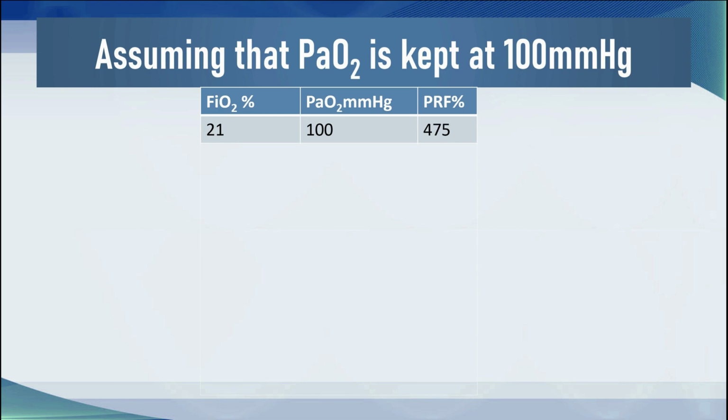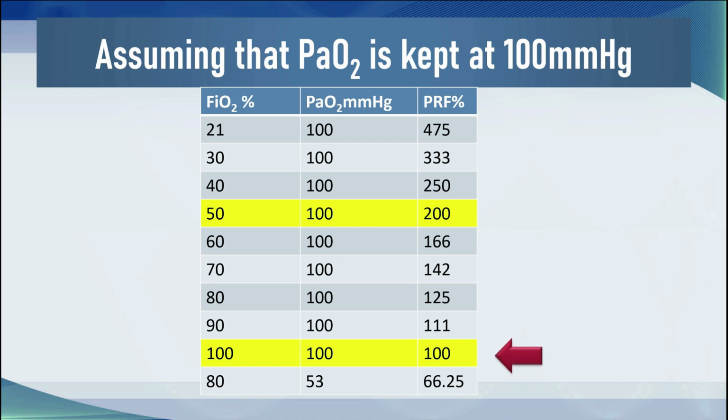Now, assuming that we want to keep our PaO2 at around 100 millimeters of mercury or 12 to 13 kilopascals, and if the lungs are normal, the PF ratio was 475. With progressive increases in the inspired oxygen tension to achieve this goal, the PF ratio falls progressively. The lower the number, the worse the lung injury.